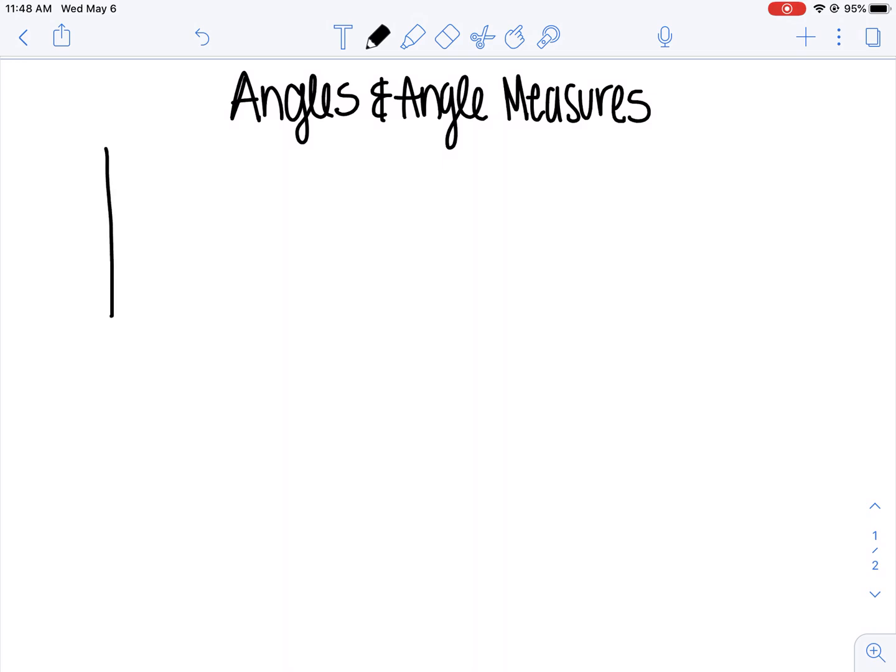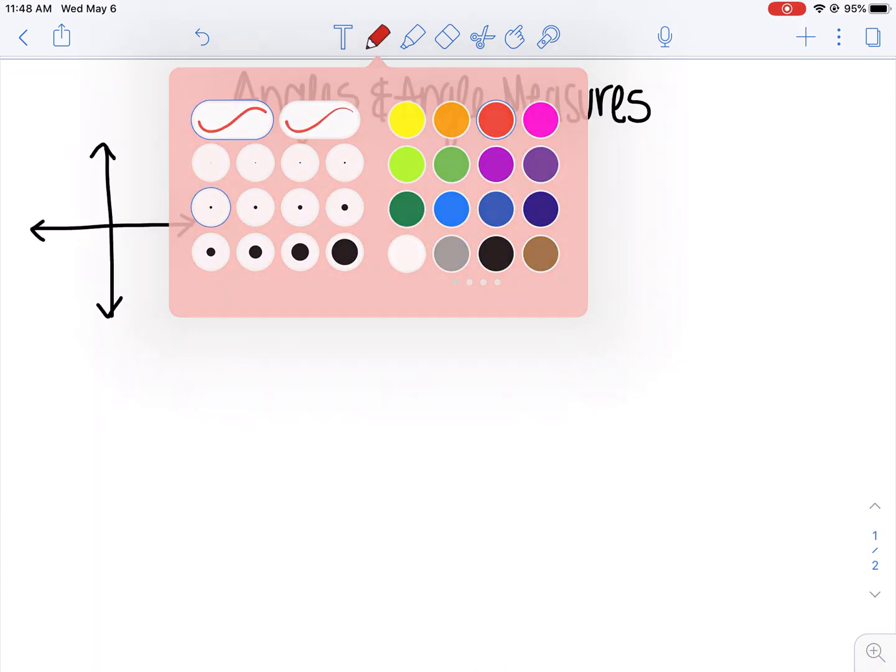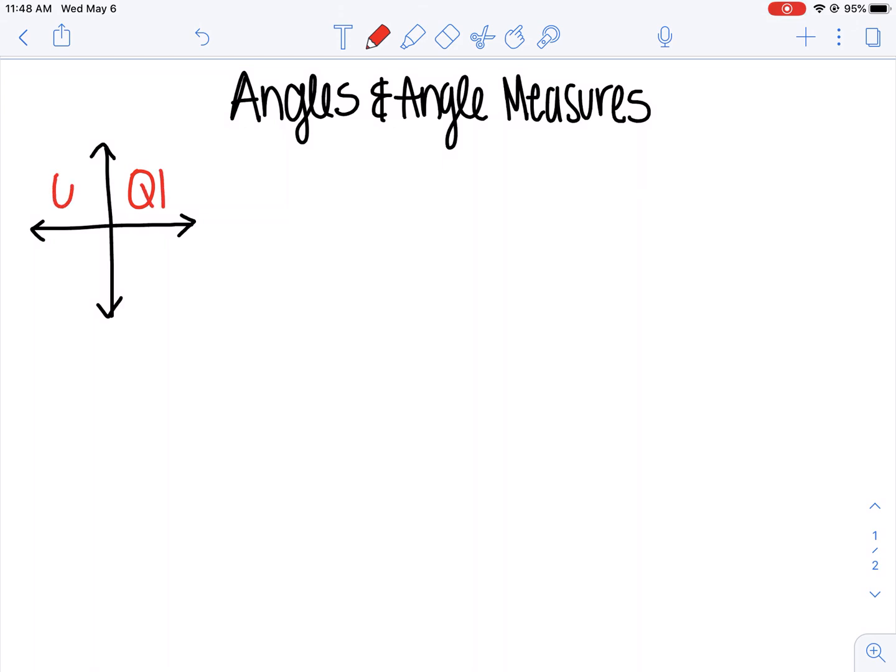So we need to recall our coordinate plane. It has two axes, an x-axis and a y-axis. My y-axis is my vertical axis, my x-axis is my horizontal axis, and we have four quadrants. Quadrant 1, quadrant 2, quadrant 3, and quadrant 4. So this is going to be important. What we're going to talk about is graphing an angle on this, okay?